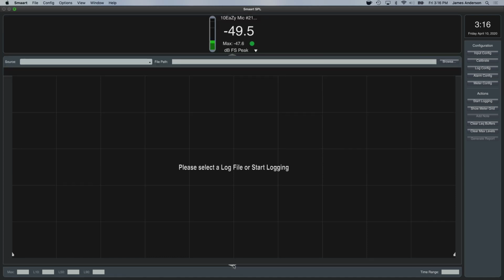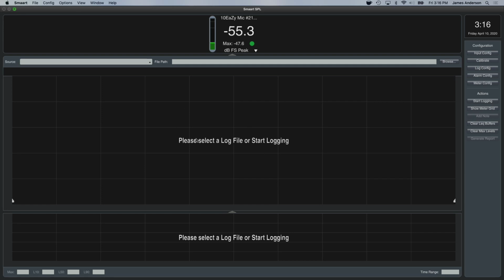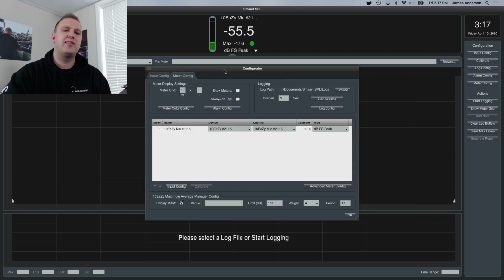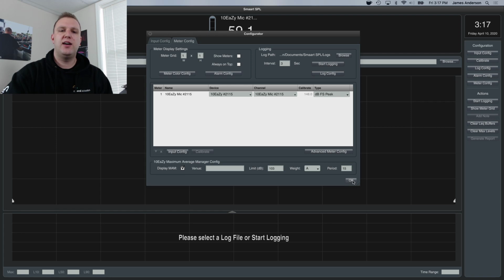Now, because we don't have any data, there's nothing showing. So obviously, Smaart is saying please select a log file. The control bar here on the right side of Smaart SPL, again, is basically all that stuff that we saw in version 8. It's just it lives here instead. So you can start and stop logging right from the top of the interface. You can show your meter grid right from the top of the interface. Any configurations that you would want to do can be accessed right from the top level of the interface. And so rather than having input config, measurement config, and SPL config, it's just a simplified version of the configurator specifically for Smaart SPL.